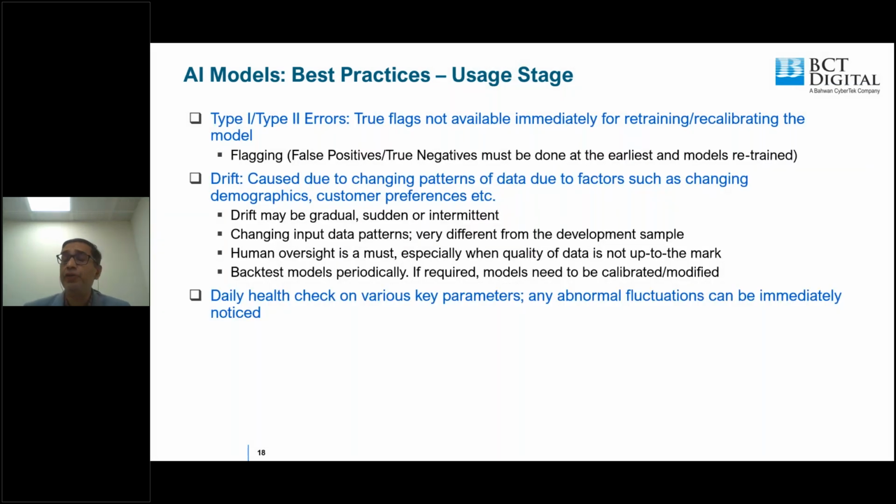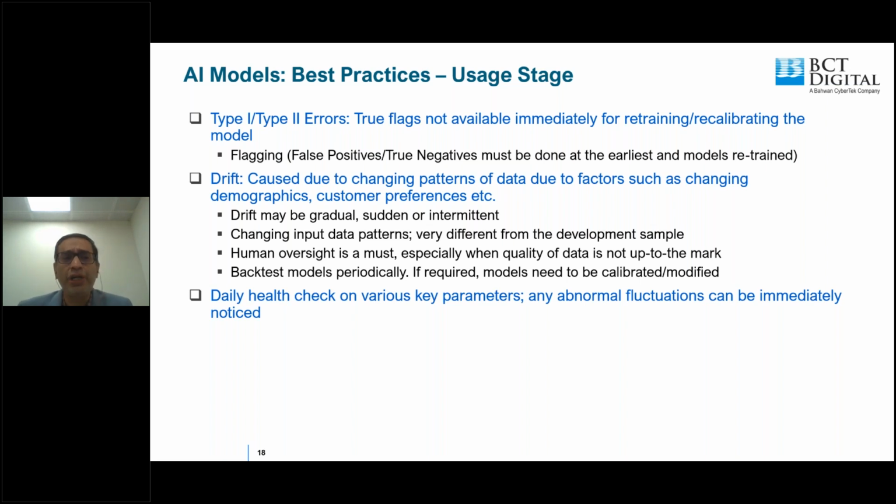Then at the usage stage, we need to be very careful of type 1 and type 2 errors, because the true flags are not available. True flags are available only after a lag of time. Let's say you are doing a transaction-based fraud risk model, where you identify fraudulent transactions based on certain scenarios or use cases. There, the model can identify what is a suspicious transaction. It can point out the degree of suspicion. So ultimately, whether it is a fraud or not will lie on the judgment of the end user, which takes place much later. So the flags are not immediately available, and hence one should be very wary of the type 1 and type 2 errors that could creep into such models.